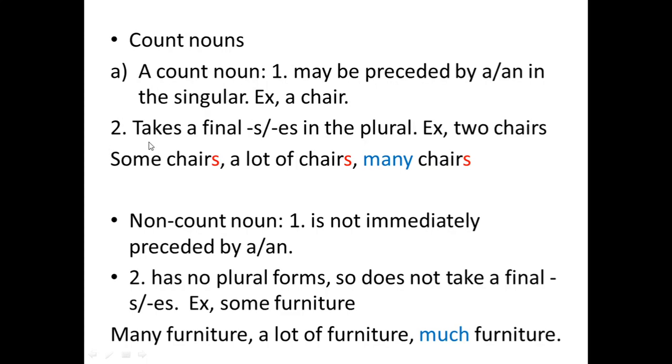How about the second point? A count noun takes a final s or es in the plural form. Let's look at some examples. 2 chairs, as we said, right? It is countable because we can actually count the chairs, right? 2 chairs, 3 chairs. Or we can say some chairs, a lot of chairs, and many chairs.